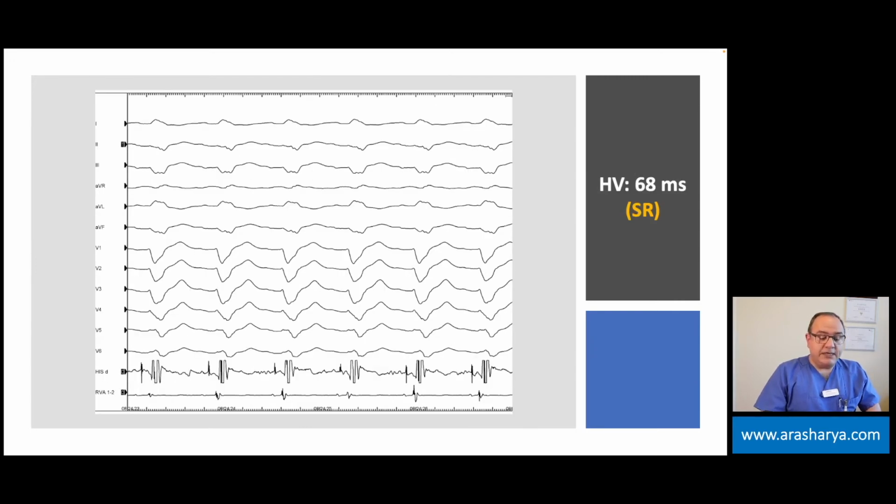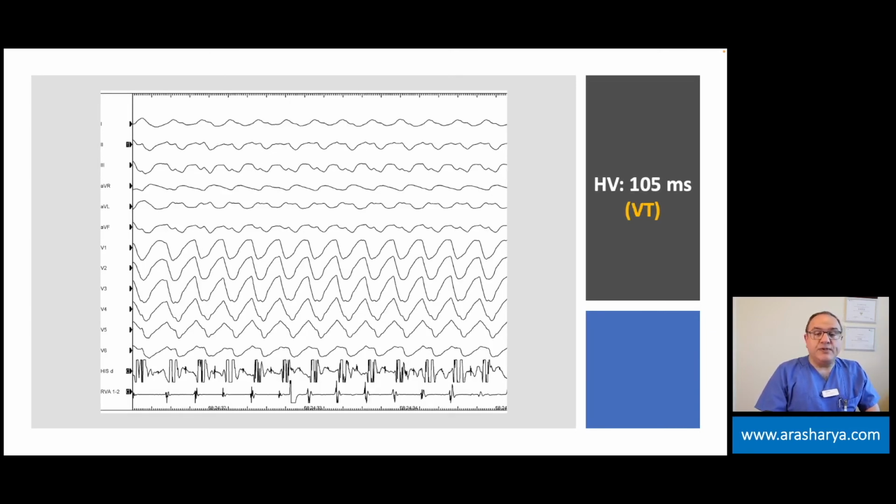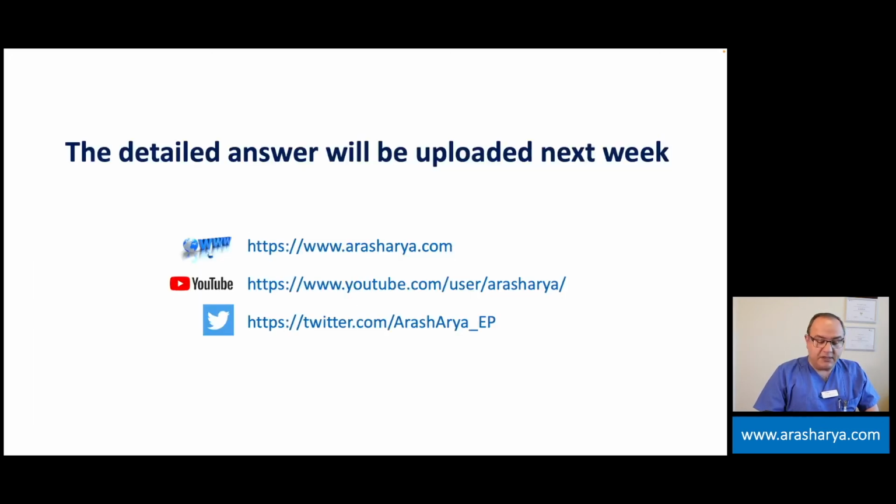Here we have the 12-lead ECG with His electrode, which shows an HV interval during sinus rhythm of almost 70 milliseconds, and finally the HV interval of 105 milliseconds during tachycardia, and subsequently successful ablation of this ventricular tachycardia confirmed the diagnosis. The patient remained stable and was discharged from the hospital.